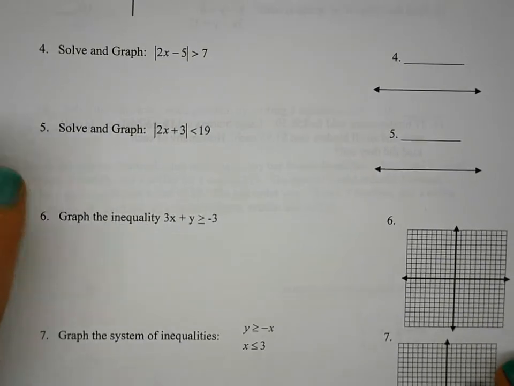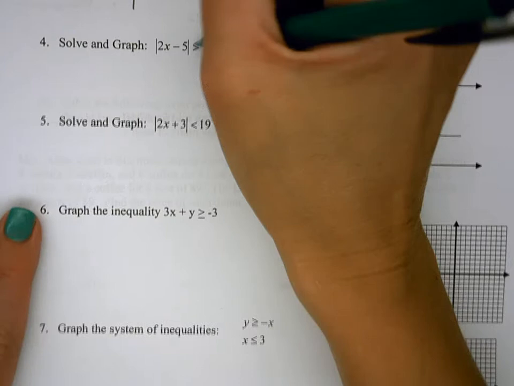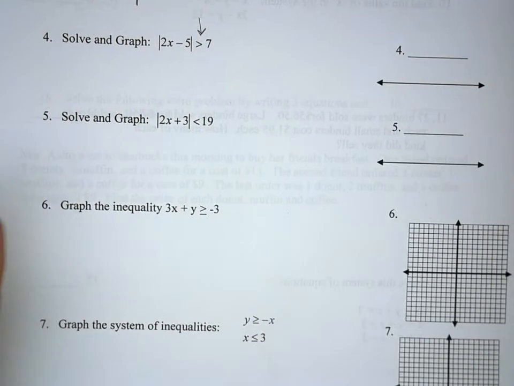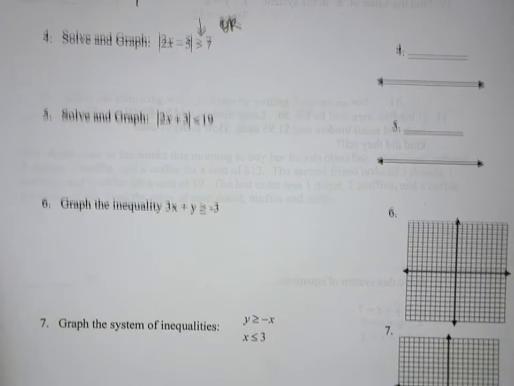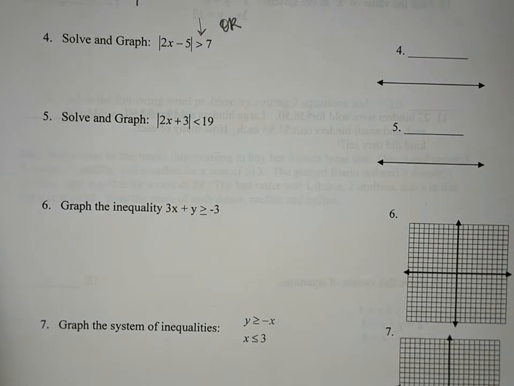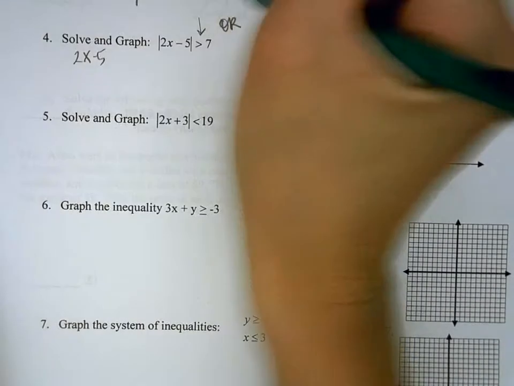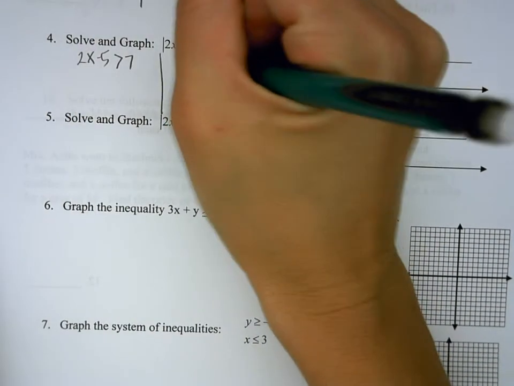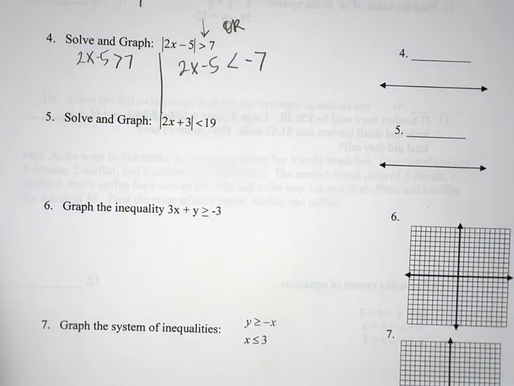All right, number 4. It says solve and graph. Absolute value is by itself. What type of problem is this? Is this an and or an or problem? Or. Okay, so that means when I set my answer out, it's going to be two separate answers. So we're going to write our problems. We have 2x minus 5 is greater than 7. And 2x minus 5 is less than negative 7.